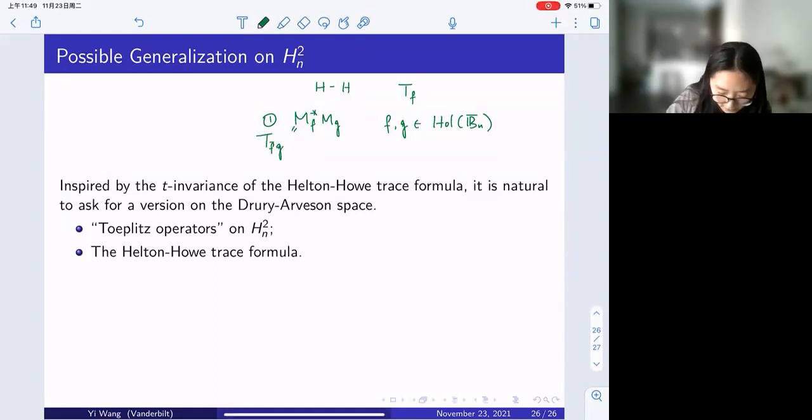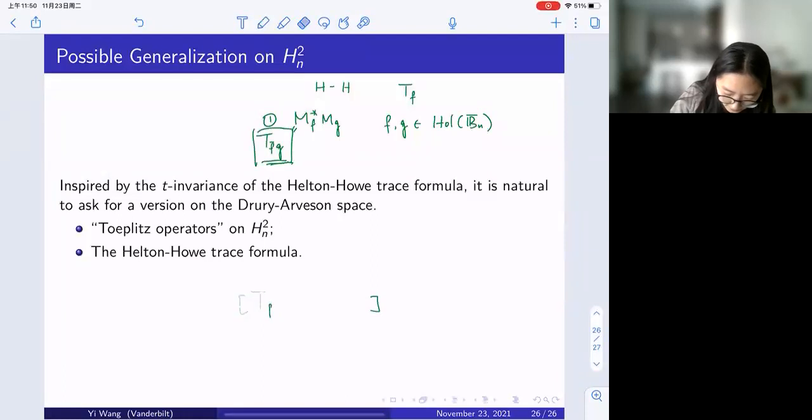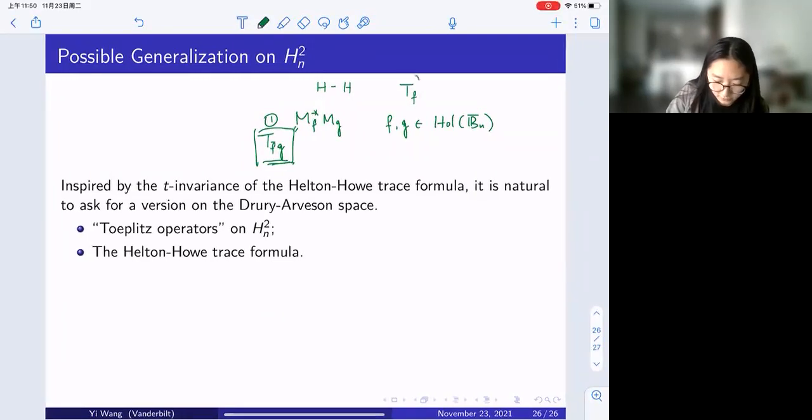It is very tempting to believe that if you consider Toeplitz operators like this, you would have the same kind of trace class membership and trace formula. So that's one possibility. And also, there's another way we thought about of generalizing the concept of Toeplitz operators on the Arveson space. But I think I'm out of time, so I will just stop here.